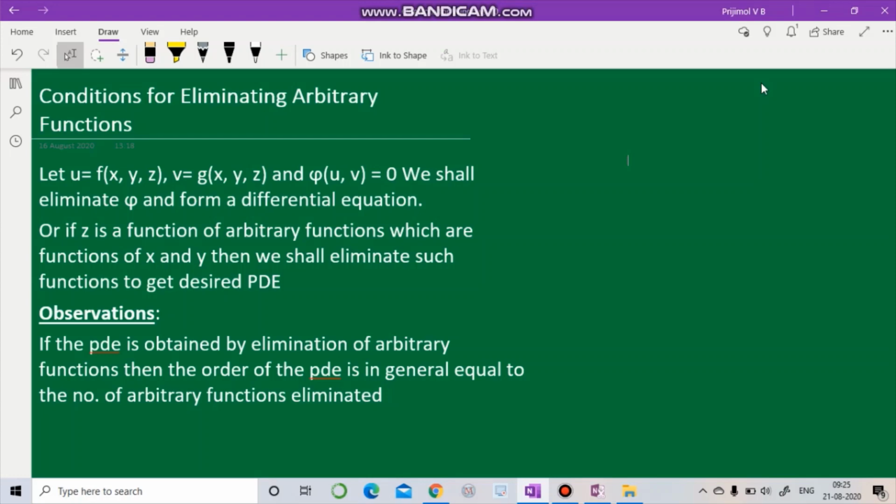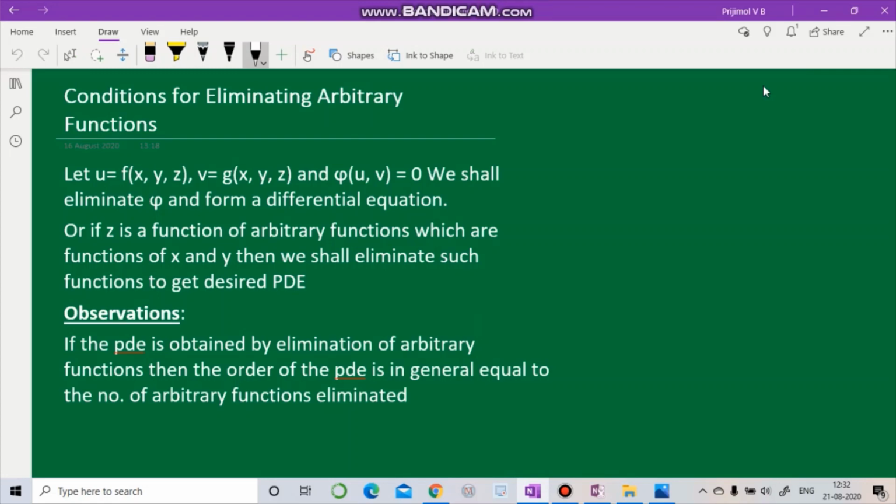In this class, I am going to discuss how to form a partial differential equation by eliminating arbitrary functions. Suppose you have a relation, say phi of u, v equal to 0. From this relation, after eliminating phi, we get a partial differential equation.